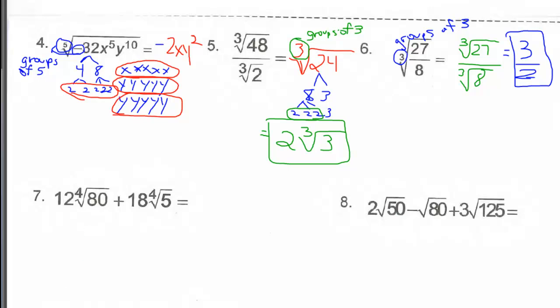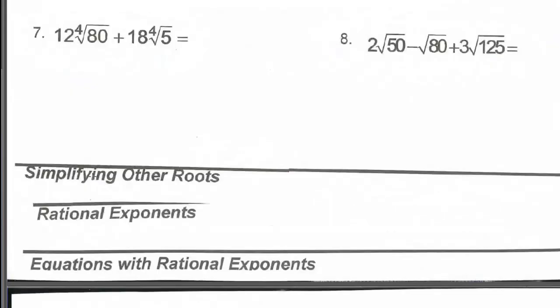Now let's look at 7 and 8. Remember from simplifying square roots, I cannot combine 2 square roots unless they have the same or like radicals. Well, that's the same with other radicals as well. I have to have the same index, and I have to have the same number underneath in order to combine. So this means I need to simplify these radicals, because 80 and 5 are not the same. These both have the same index, but I can't combine them because the number in the first term underneath the radical is an 80, and the number underneath the second term radical is a 5.